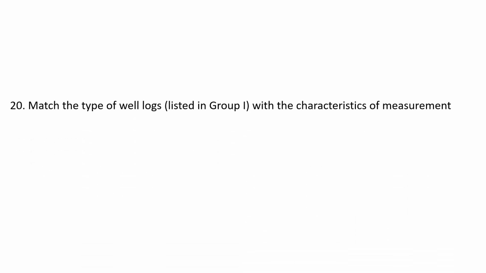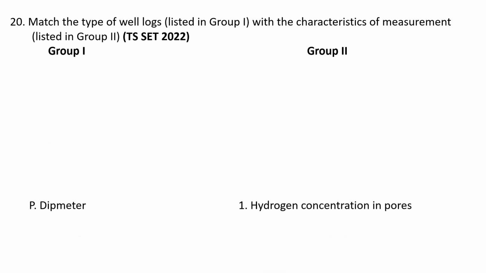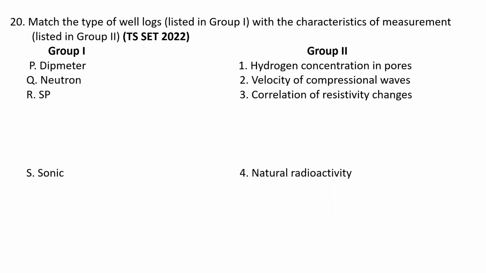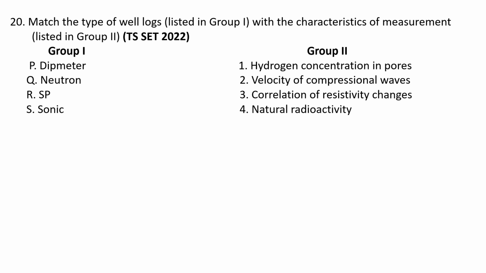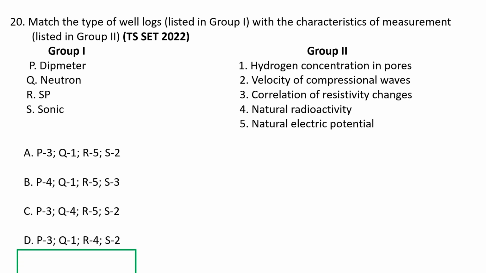Next question. Match the types of well logs listed in group 1 with the characteristics of measurement listed in group 2. In group 1, the various well logs are given: dip meter, neutron, SP logging, and sonic logging. In group 2: hydrogen concentration in the pores, velocity of compressional waves, correlation of resistivity changes, natural radioactivity, and natural electric potential. The choices are A, P3, Q1, R5, S2; B, P4, Q1, R5, S3; C, P3, Q4, R5, S2; and D, P3, Q1, R4, S2. After observing this, the correct answer is A, P3, Q1, R5, S2.